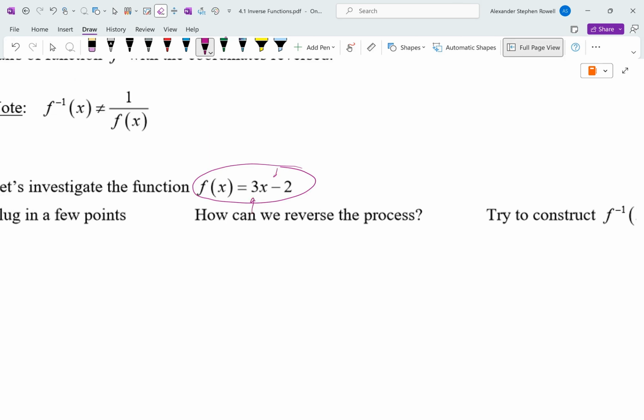Which one do you inverse first? Yeah, it's opposite of order of operations. We invert the subtraction before the multiplication.